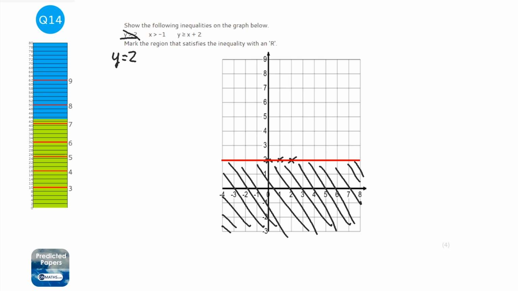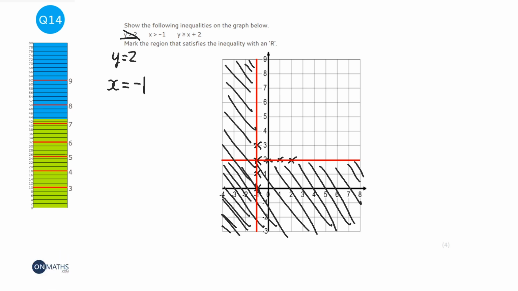Okay, next one, we want to do the line x equals minus 1. Okay, so where does x equal minus 1? In fact all the way up this line here. So we want to do another one. And that's the line x equals minus 1. Okay, so where do we not want? Well, x is going to be greater than minus 1, so we don't want this bit at the side here.